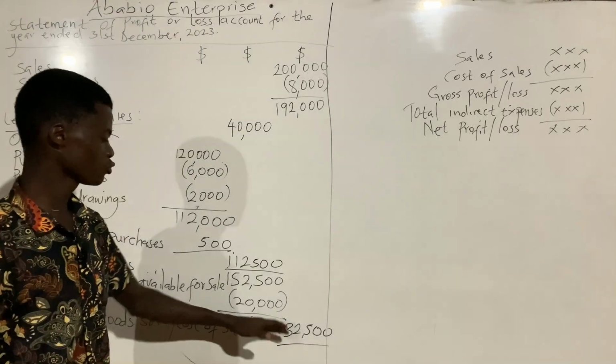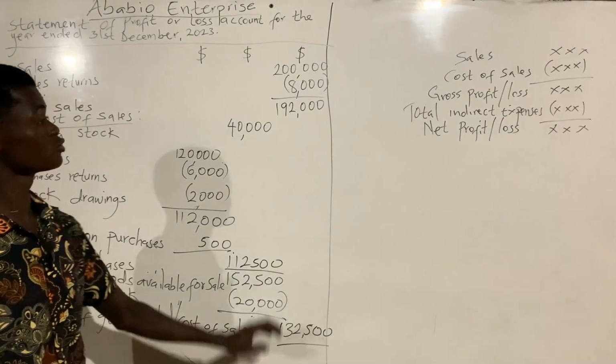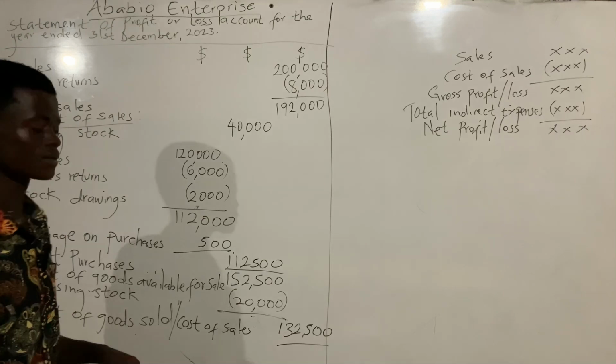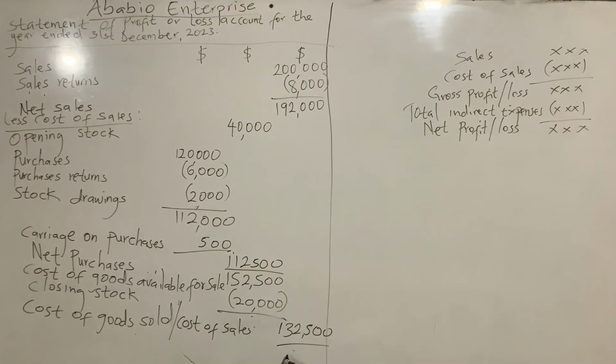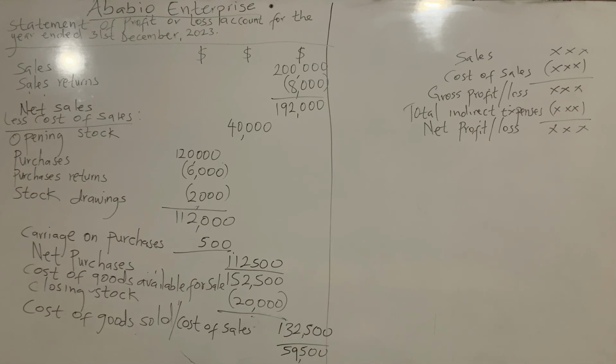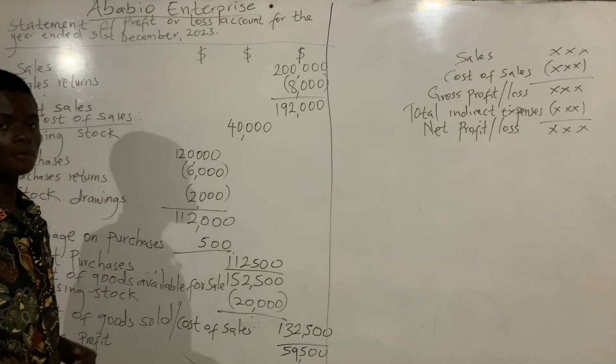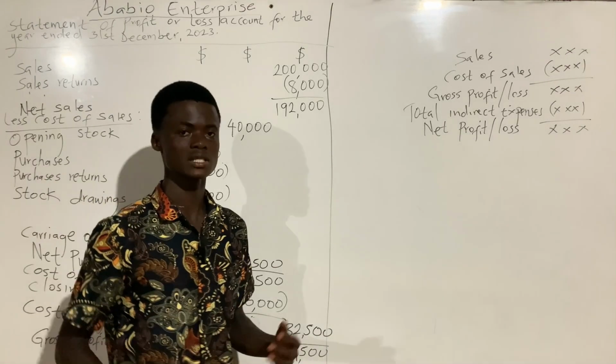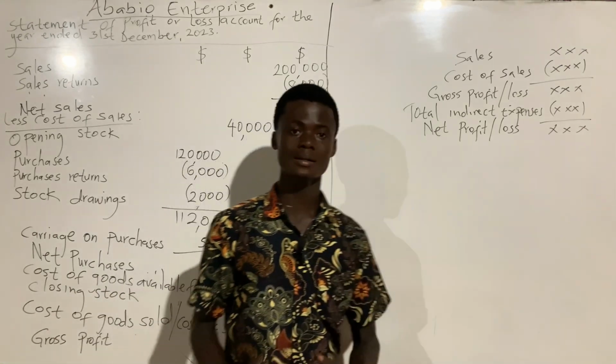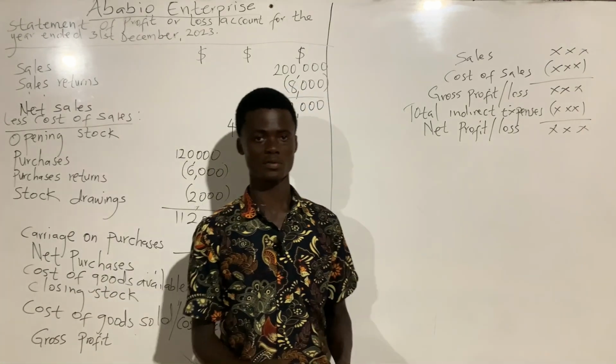So when you subtract $132,500 from $192,000, you will get $59,500. So this is referred to as the gross profit. After getting the gross profit, we will look for other incomes and revenues in the question, and those other incomes will be added to the gross profit.